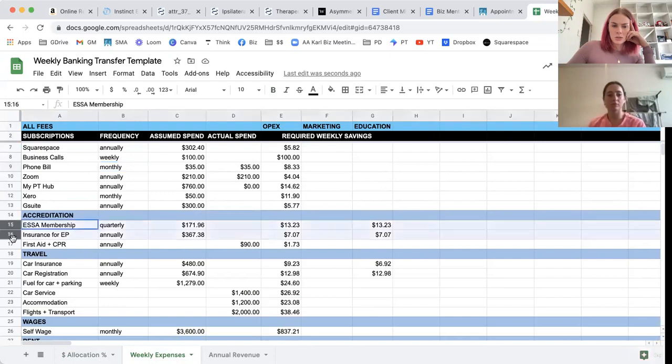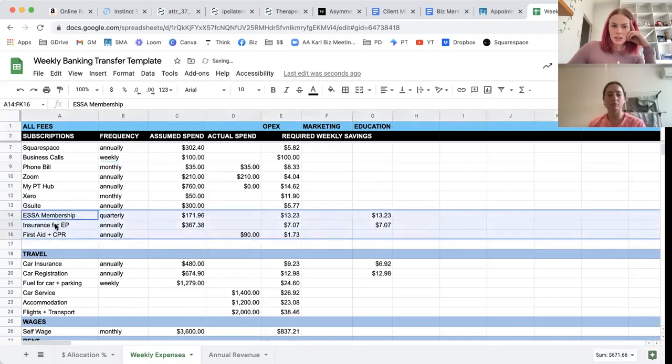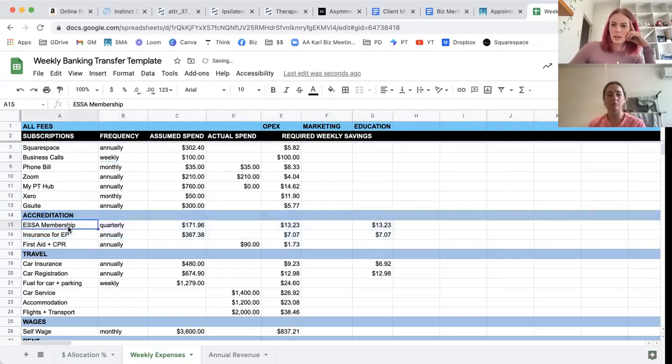For your accreditation to remain accredited, you need ESSA, you need APRA, you need insurance, you need first aid, and you just figure out how much you need to pay for that each year, and you divide it by 52 or whatever.